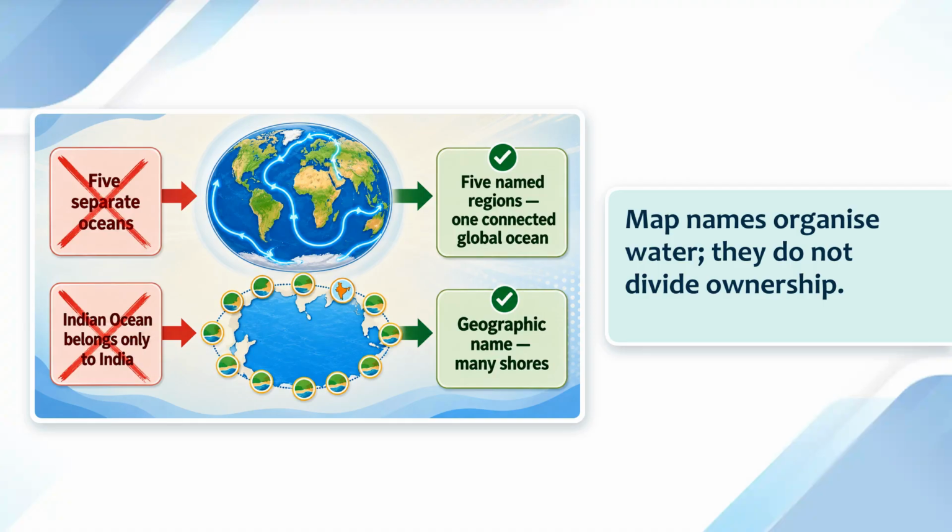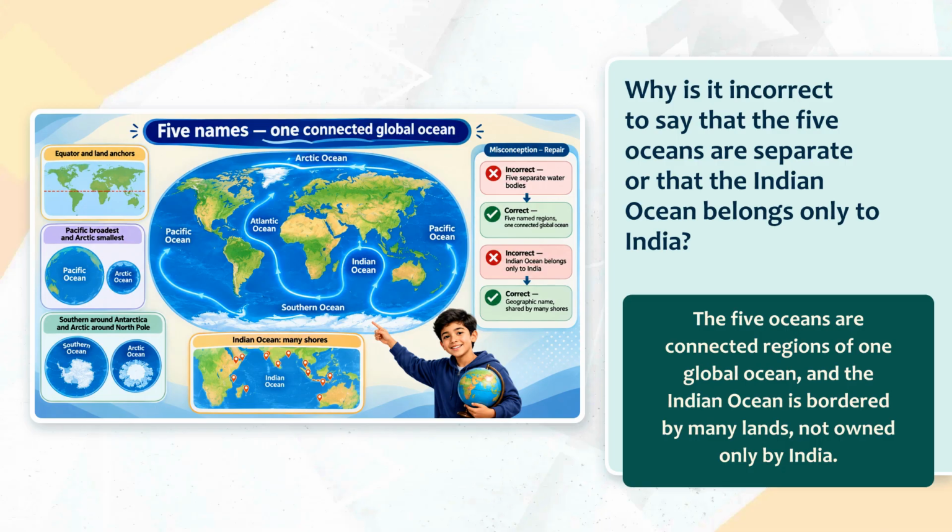Map names organize water, they do not divide ownership. The evidence shows connected regions shared by many shores. Use the route and the shore markers together. Why is it incorrect to say that the 5 oceans are separate or that the Indian Ocean belongs only to India? Now state the 2 evidence-based corrections.